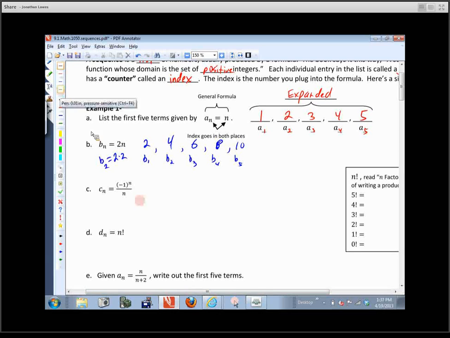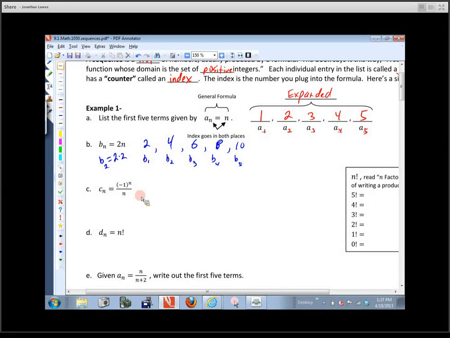Okay, let's take a look at the next one. The next one gets a little bit interesting because there's more than one place where I need to put the index. Okay, the index goes here for the first term, so I'm going to write C sub 1, C sub 2, C sub 3, C sub 4, C sub 5. Again, when I say C sub 5, that just is a fancy way of saying, a mathematically precise way of saying, that's the 5th term.